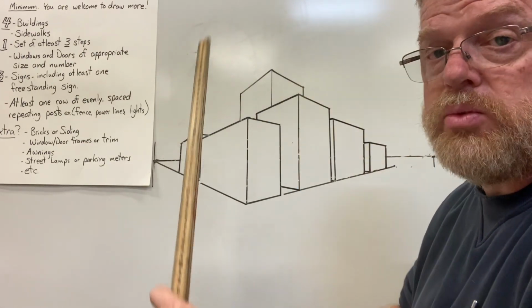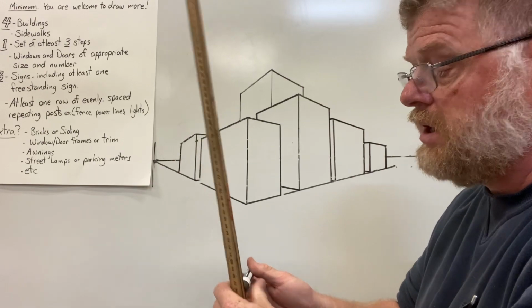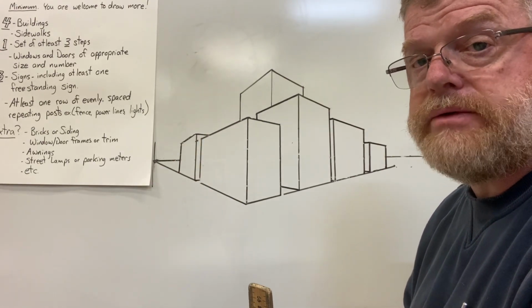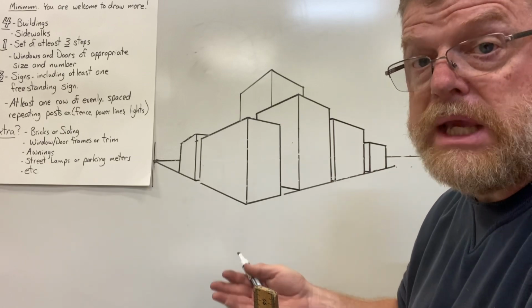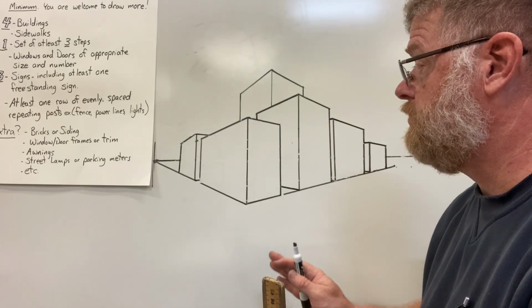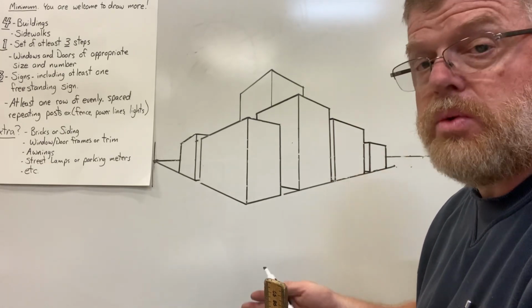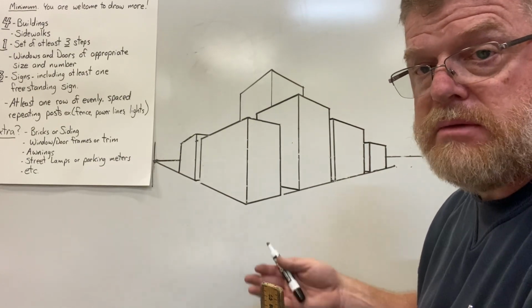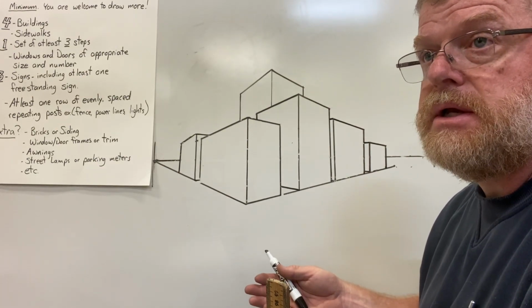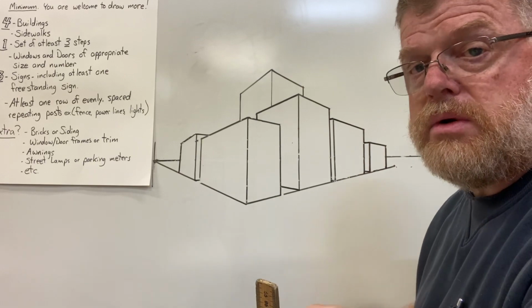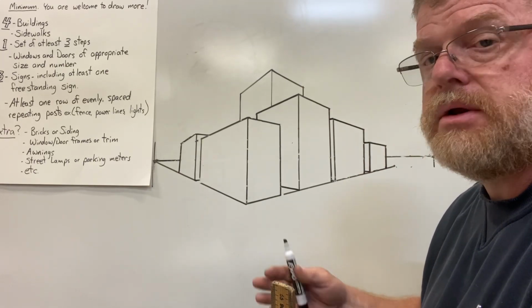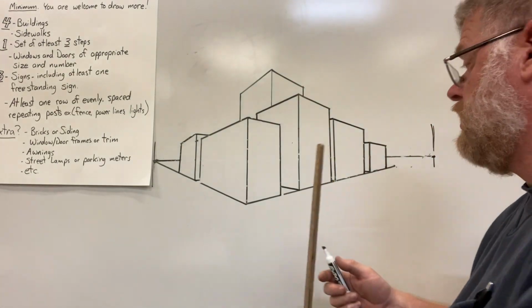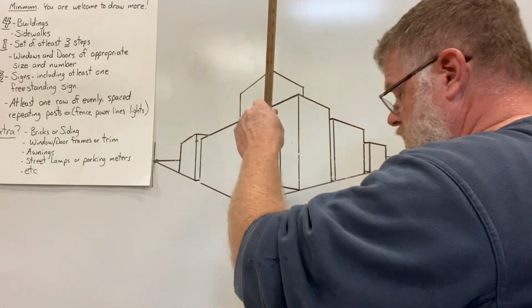Windows have the same rule. The top and bottom of the windows are going to go to the same vanishing point as the wall that they are on or in. But the windows can be different sizes and they can be all over the place, because doors, though, all have to be at the ground level where you walk in, and they're all going to be kind of the same height. So let's draw a door on this building right here.